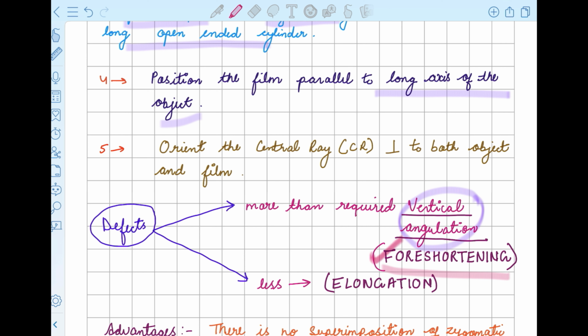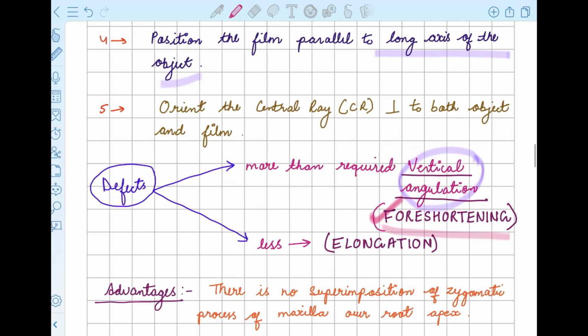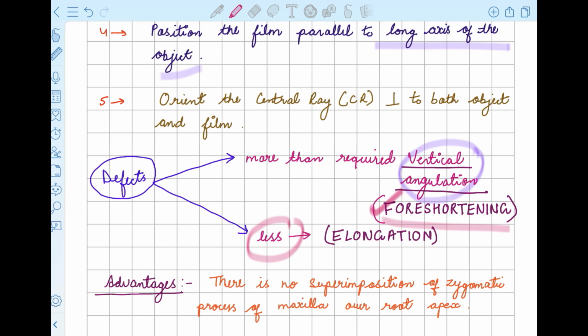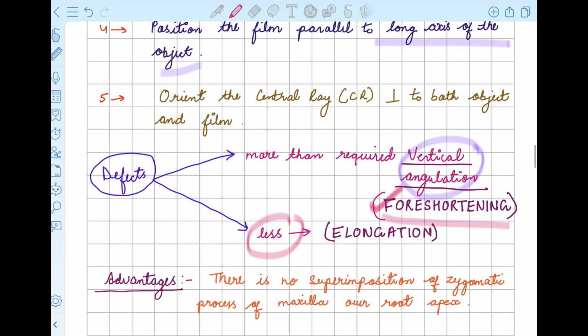The IOPA image, the object, that is the tooth of interest, will show foreshortening of the tooth. And if we give less than required vertical angulation, it is like the person now standing on the road: he will see the object clearly and it will appear bigger to him compared to when he was standing on top of the building. So there will be elongation of the object, it will look bigger. These are the defects of the paralleling angle technique.